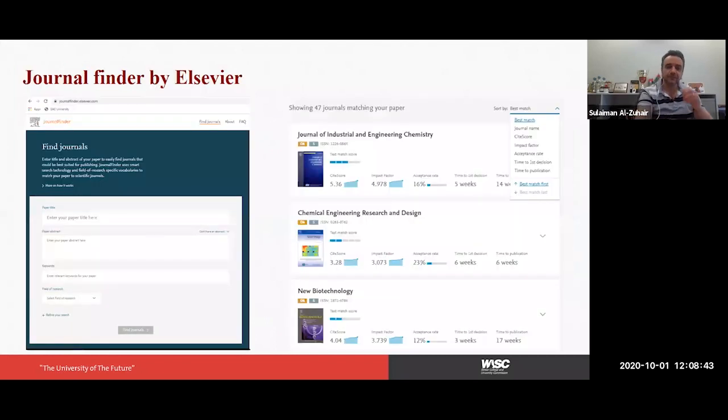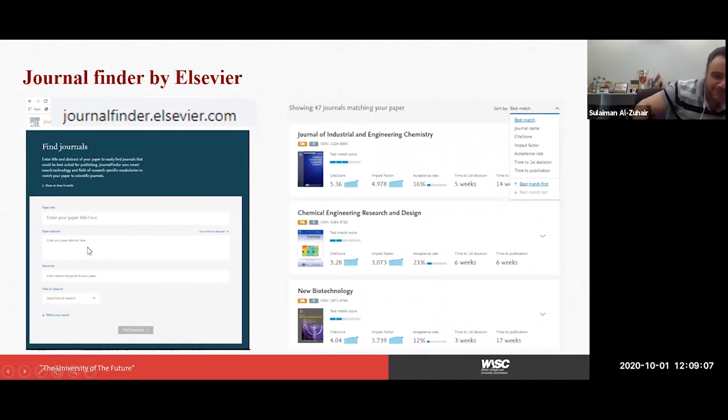Elsevier has a service called Journal Finder, and you can find it on this web page, journalfinder.elsevier.com. And in this case, you can get different information. You put here the title of your paper, the abstract, the keywords, and the field match.